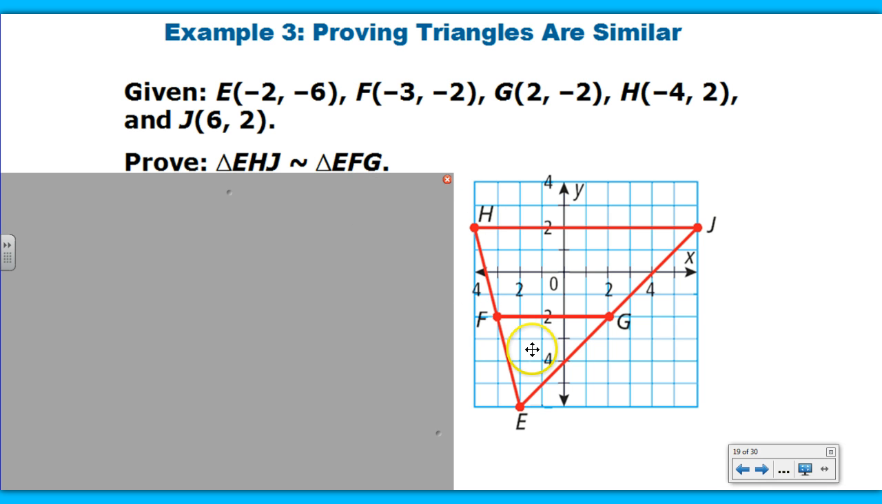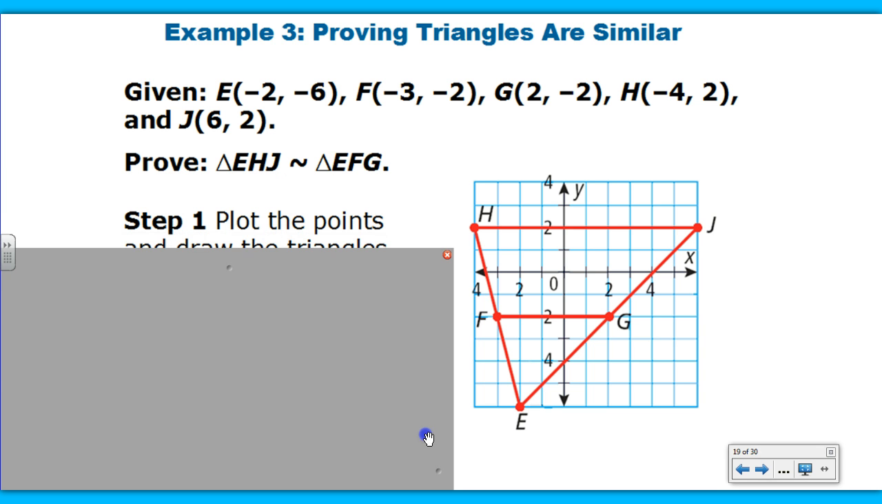So if we were going to prove that these two triangles were similar, what would we have to do? We would have to show that we have proportional corresponding sides. We could also prove that they have all congruent angles, and that would also prove similarity. So we certainly have the ability to look at the sides. And how do we do that? What formula do we use to find these lengths? You got it, it's the distance formula, right?